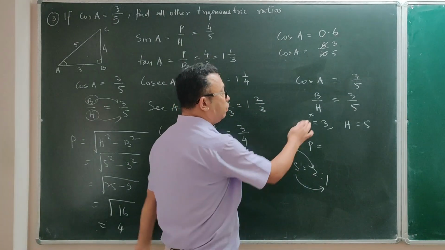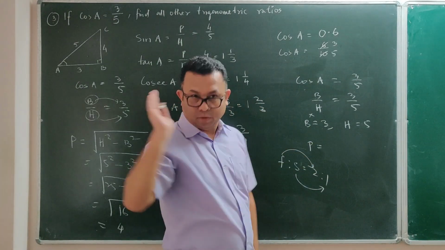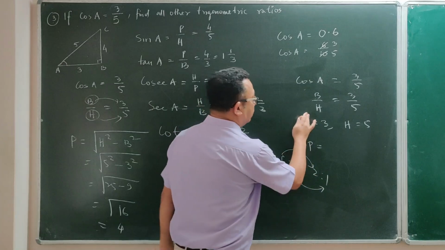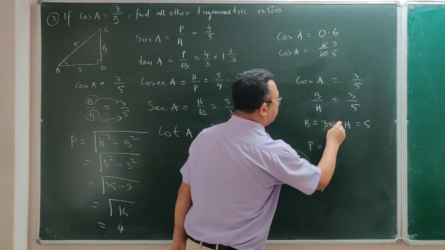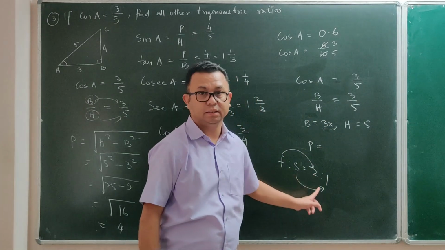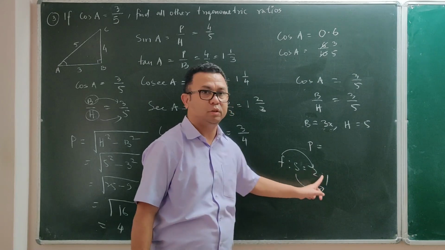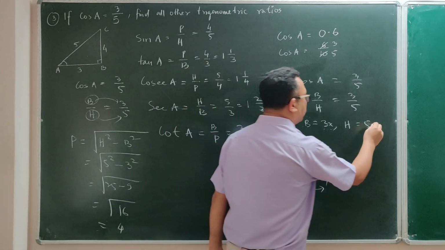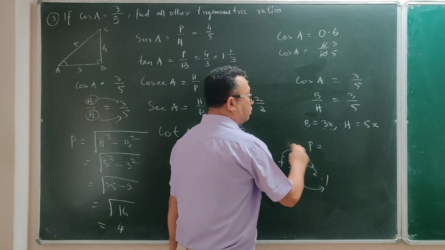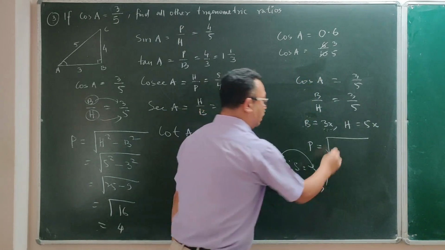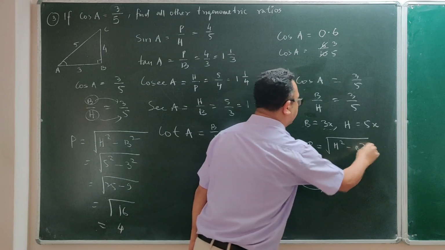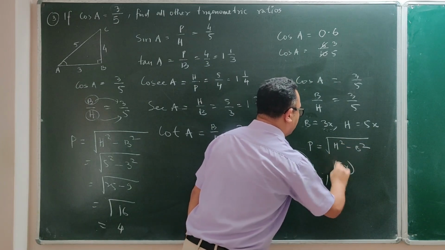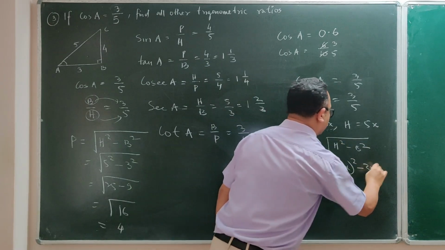That is why in this case, if you want to do it without a diagram, you have to take base 3x. Like for example, father and son 2:1 means I can take, let the father's age be 2x, son's age be 1x. So base is 3x, hypotenuse is 5x. Then perpendicular you have to do something like this: hypotenuse square minus base square.